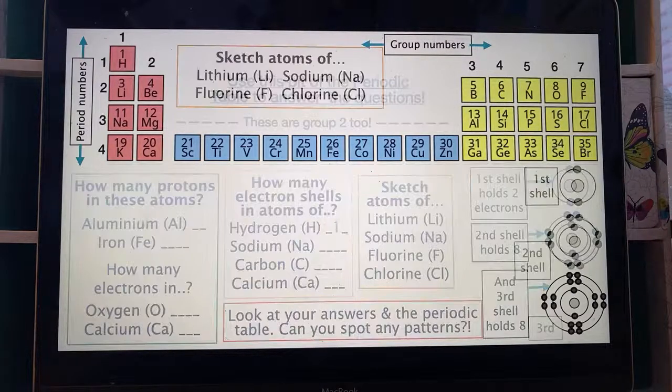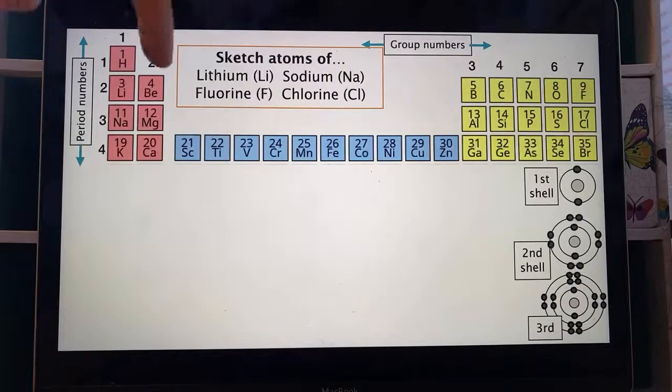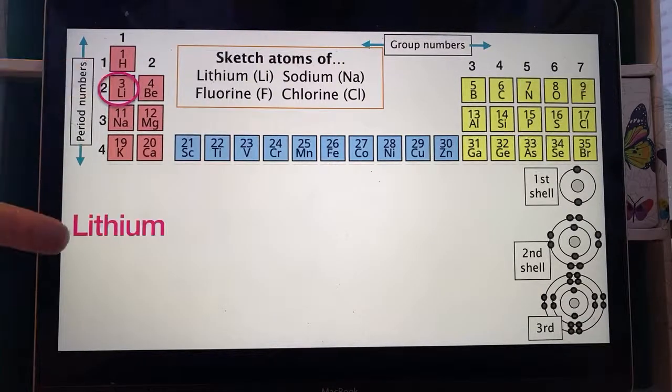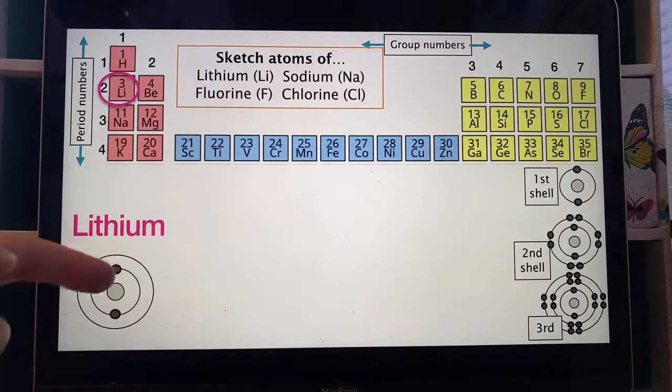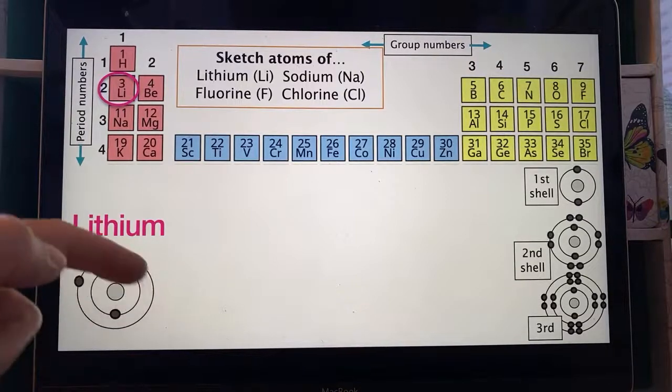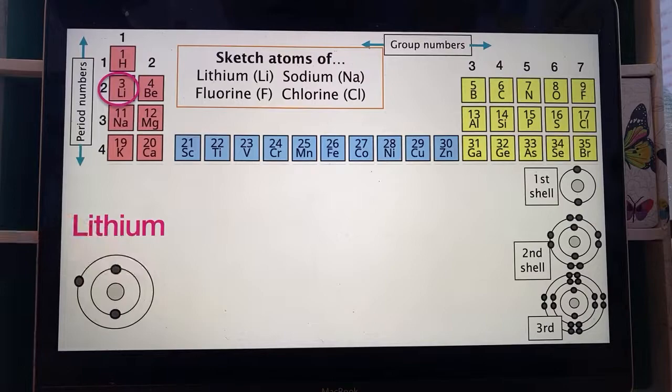Right, here we are. So let's just sketch atoms of lithium, sodium, fluorine and chlorine. And did you notice anything? So here's lithium, it's got 3 protons. So I'll just draw the protons just as a circle in the middle. But 3 electrons, okay? 2 in the inner shell and 1 in its second shell, or its outer shell, we say. Sodium, which is just below it, right?